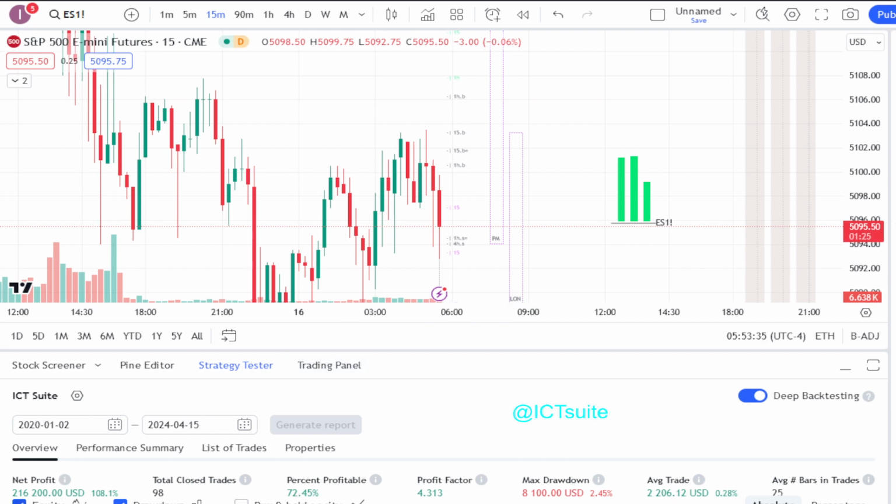Okay, so 12 points gives us 216, so it's a small increase here, yeah. 98 trades, 72%, and average trade gives us 2,200. But what happened is that the max drawdown is going up, yeah. When we increase the stop loss, the max drawdown is increasing as well.